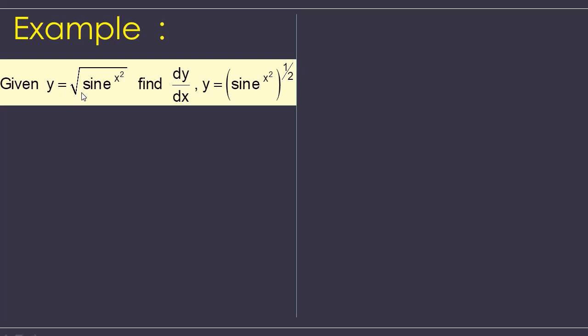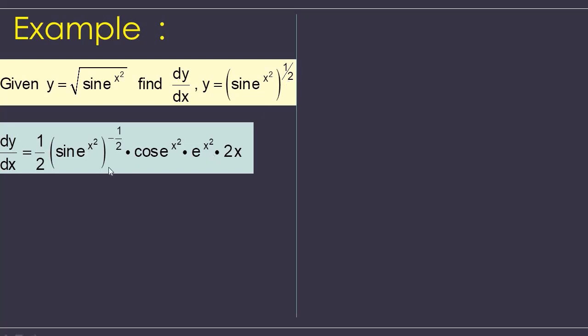Given y equal square root sine exponent x square, we want to find dy over dx. First, we can change square root into power 1 over 2. To differentiate this function, we need to differentiate 4 times. Number 1, differentiate power 1 over 2. And then differentiate sine. Then differentiate exponent. And lastly, differentiate x square.